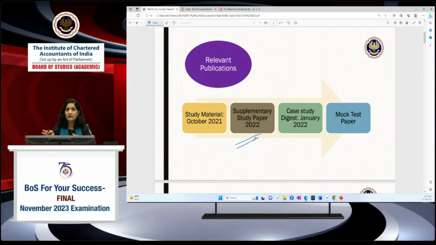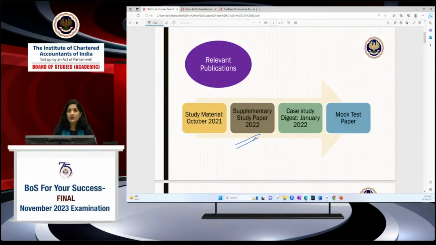Go through that one. The Income Tax Act, of course, and the Finance Act 22 are relevant for you. So the amendments made by the Finance Act 22 and the notifications and circulars which have come up to 30th of April are relevant for you. Then, for practicing the case studies, this whole paper is a case study based paper.